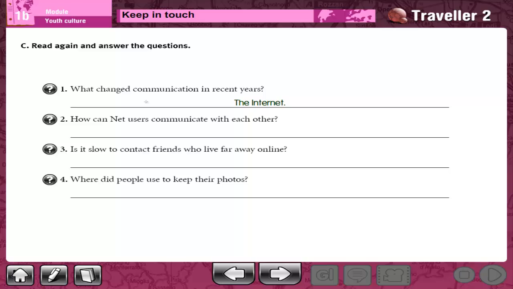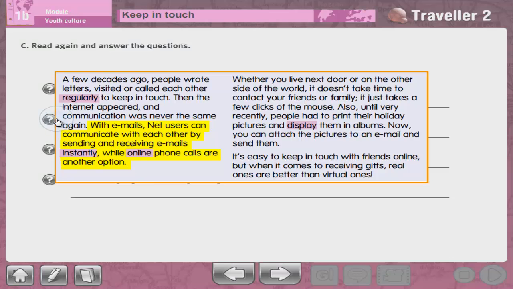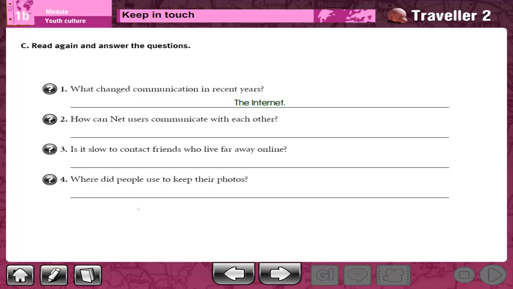Question 2. How can net users communicate with each other? This is the answer. You read it carefully. So, this is the answer.